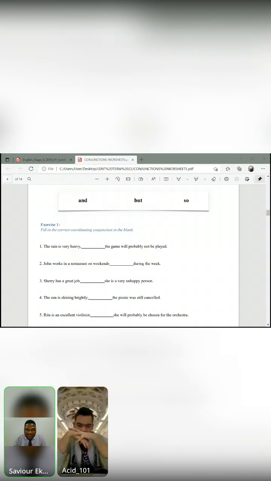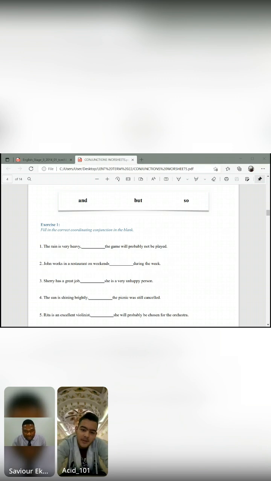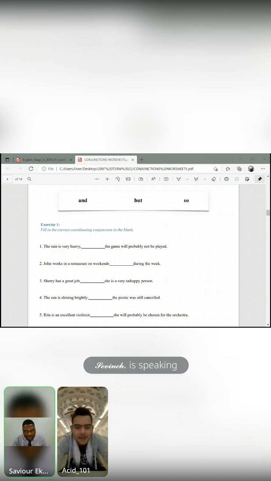So the rain is very heavy, so the game will probably not be played. Thank you, Asaf, for answering that question, but your question was number four. Number two, Savin, your question? Number two? Yes. John works in a restaurant on weekends. Okay, so what would be the... And? Okay. John works in a restaurant on weekends and during the week.